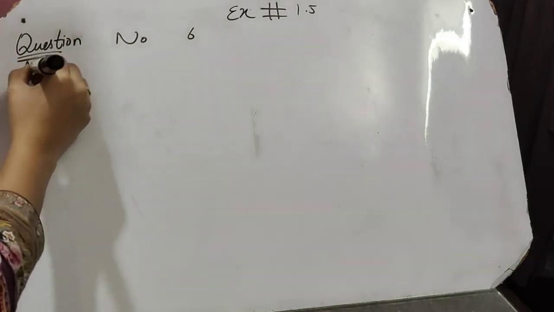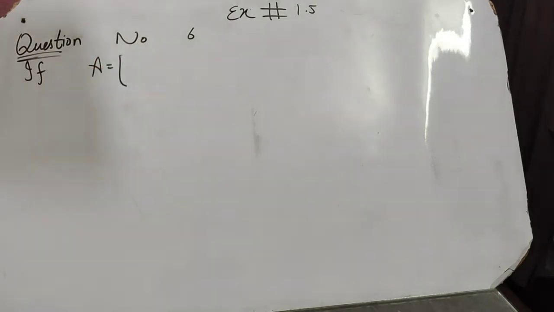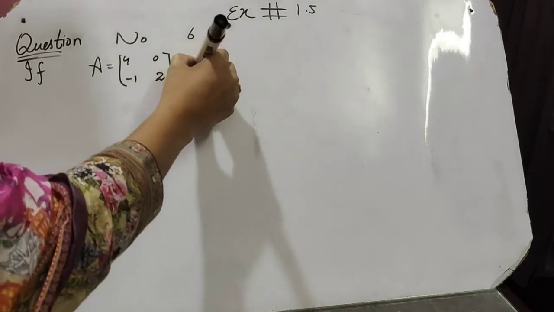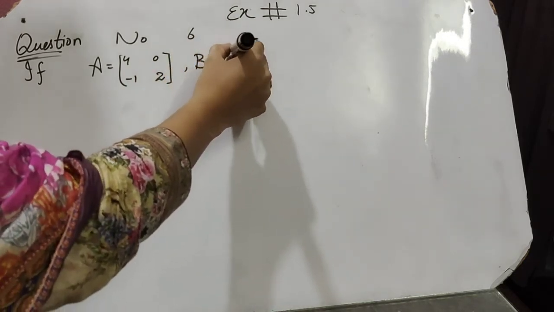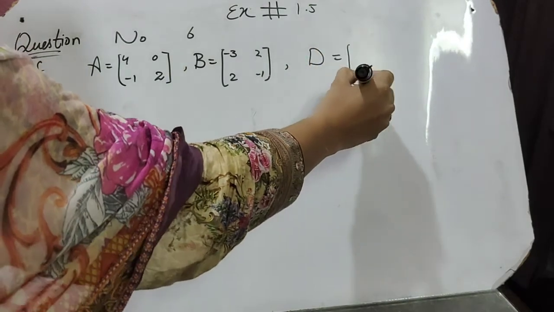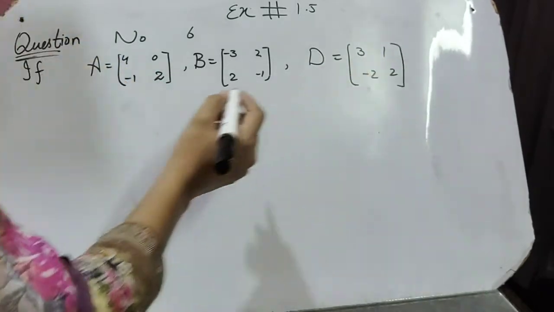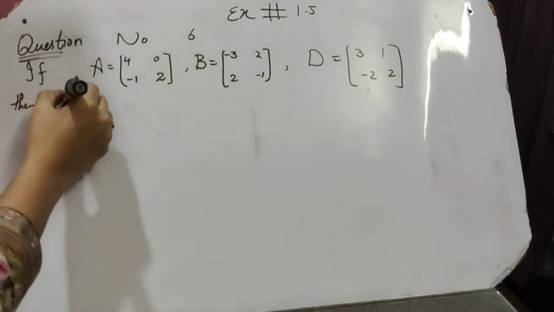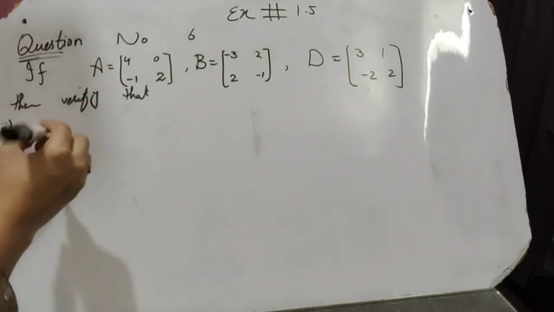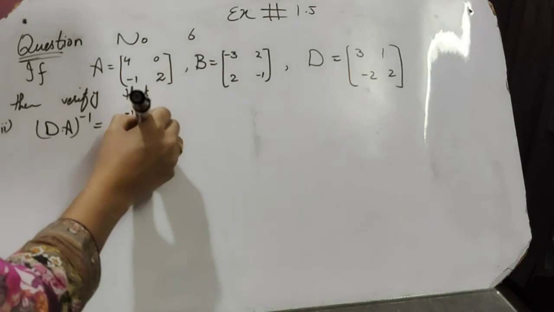The question number 6 is, if A is equal to [4, 0; -1, 2], and B is equal to [-3, 2; 2, -1], and D is equal to [3, 1; -2, 2], then verify that the second part is (DA) whole inverse is equal to A inverse into D inverse.